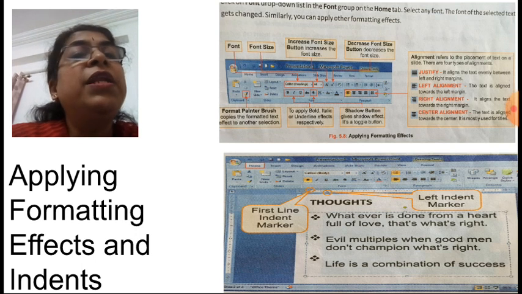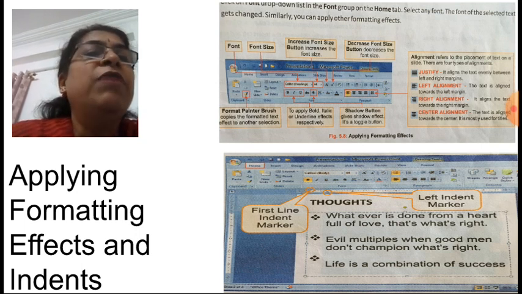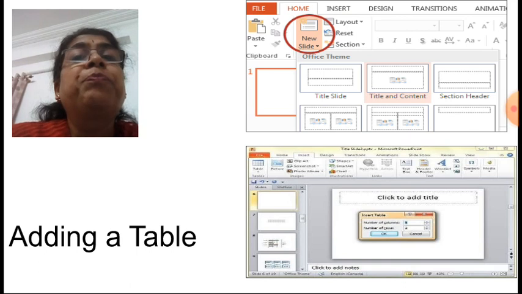Now, what about indent? Indent means the space which is left between the edge of the page and the margin. That is called the indent. We can change the indent of the first line of the paragraph also. That also we have learned. Now, in this part 2, we are going to learn something new, that is adding a table.